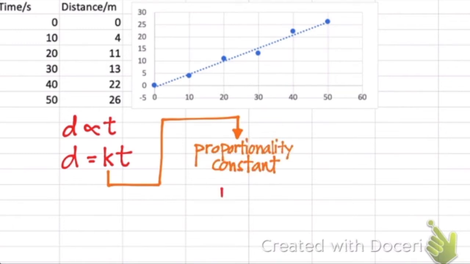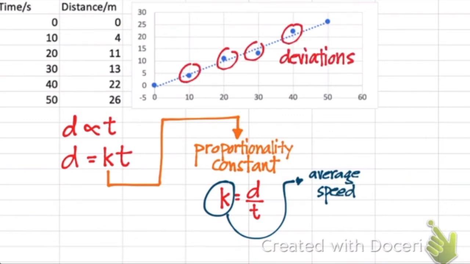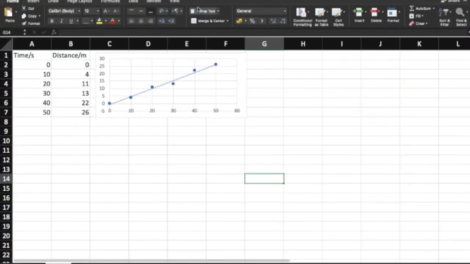And students can do a discussion of that leading to the idea of maybe the average speed as the gradient. Another discussion students can do is to look at the deviation of points from the best fit line. Evaluation in terms of errors, extraneous variables, and limitations of tools used can surely be done from here. Alright, let's do another example.